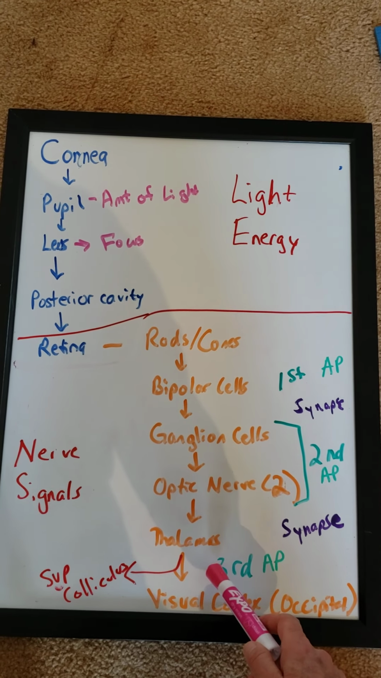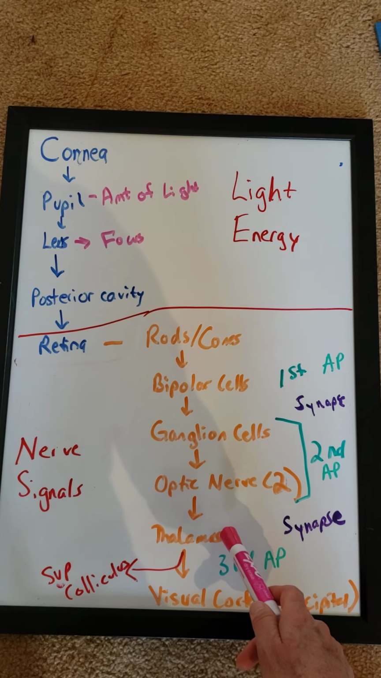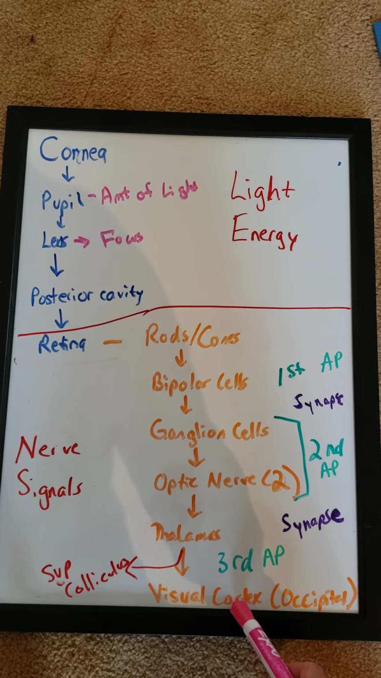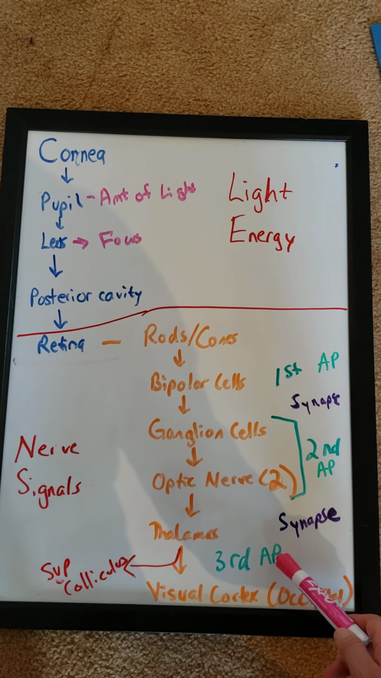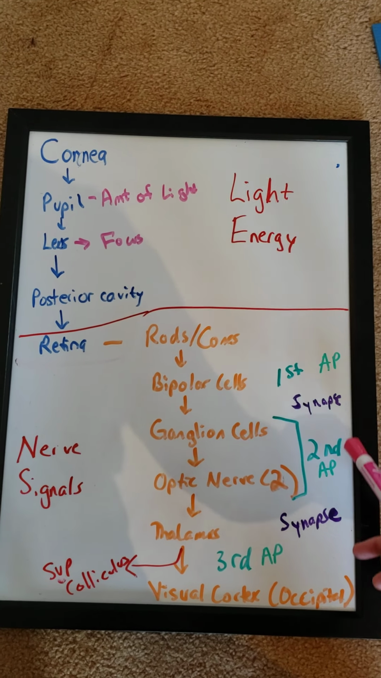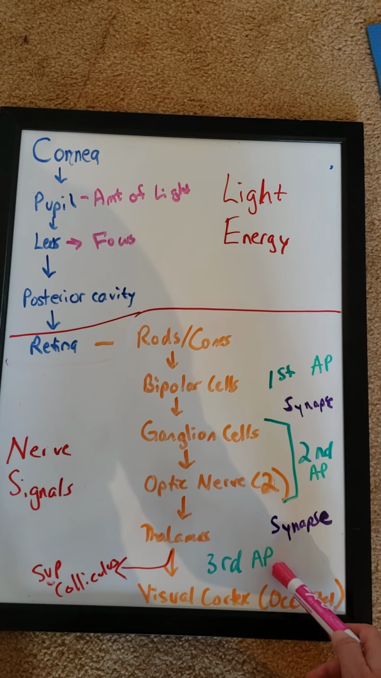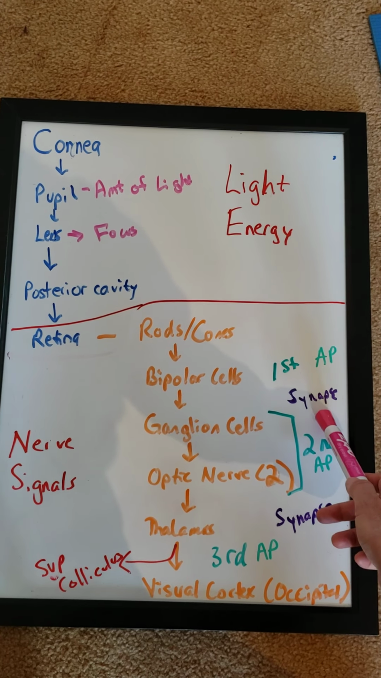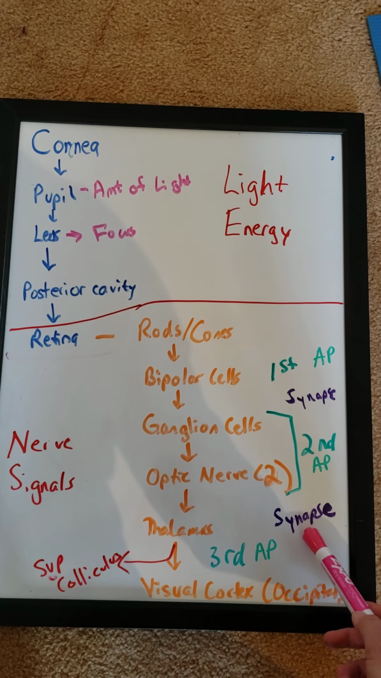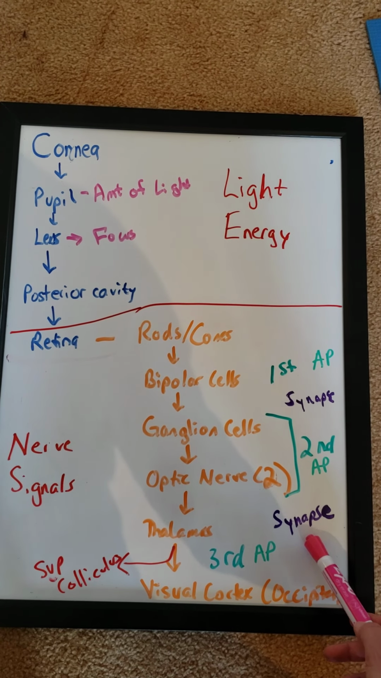The third order neuron is the neuron that sends the information from the thalamus to the visual cortex. All three of those neurons send information via APs, action potentials. That's how neurons send information. And there's a synapse between the first and second order neuron and between the second and third order neuron.